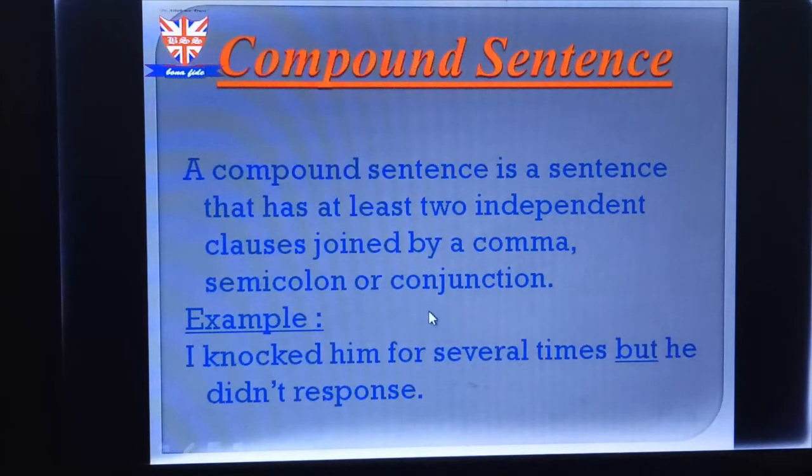In case of conjunctions, you can keep in your mind the example of FANBOYS, where each letter has a different meaning. F for, A for and, N for nor, B for but, O for or, Y for yet, S for so. So these are some examples of conjunction. You can find out more.